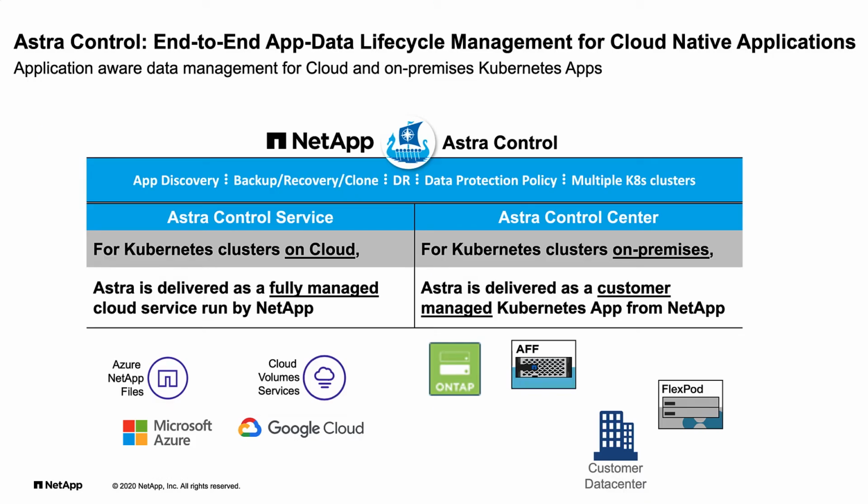Astra Control now comes in two variants: Astra Control Service, which debuted early in 2021, and now Astra Control Center. Astra Control Service is available as a fully managed service in the cloud, whereas Astra Control Center is available as a custom-managed Kubernetes application available for on-prem scenarios. Both have virtually the same UI, same API, and workflows. But enough talking, let's get into the action.